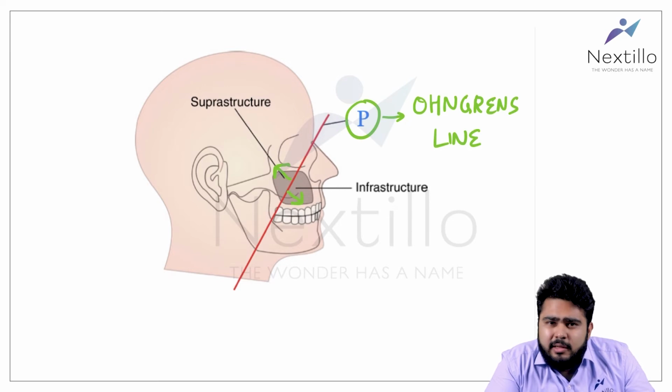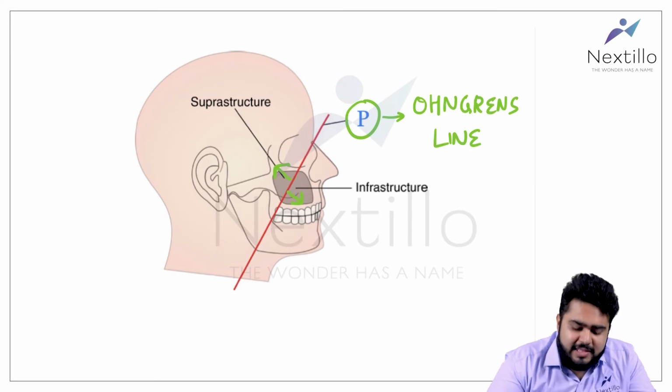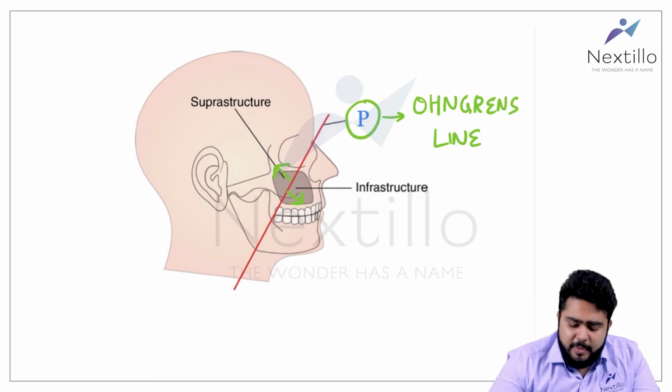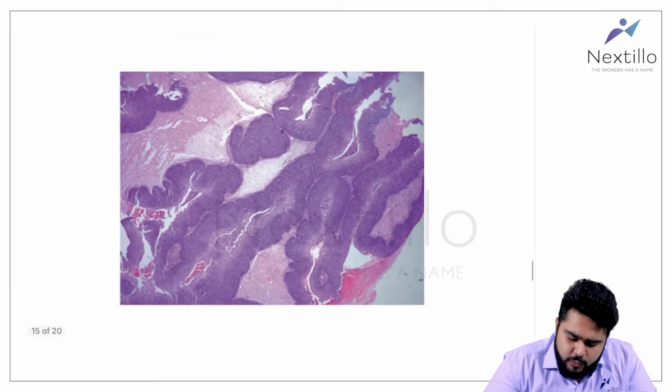Malignancies below this line have a very good prognosis and are easily operable as compared to the malignancies which are above this line. So this is Ohngren's line. Okay. Next, let's move to the next image.